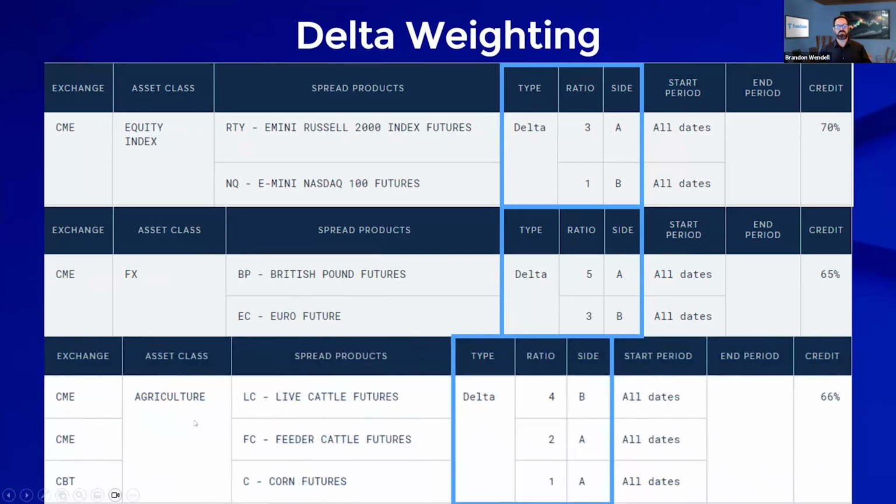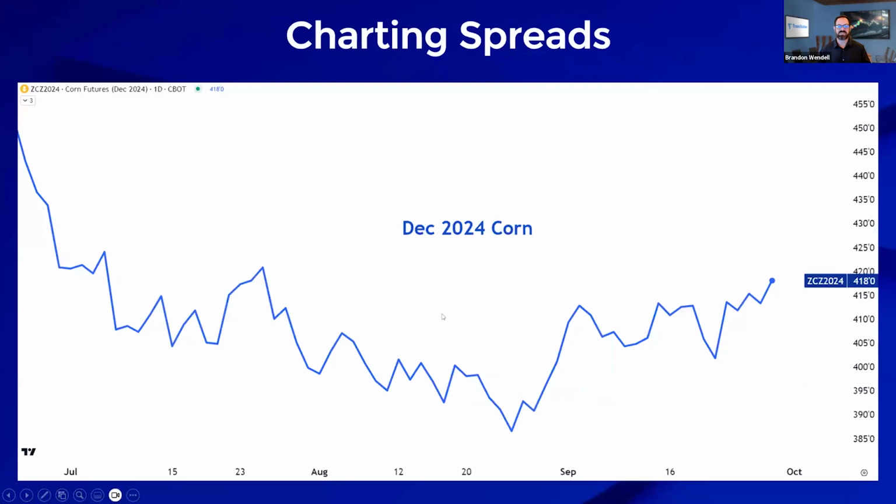Now, some of them may be a little bit more complex. You can see this is a more complex one where you need 4 live cattle, 2 feeder cattle, 1 corn futures. Okay, so you mix them up. There's different spreads out there. But keep it simple to start with, obviously.